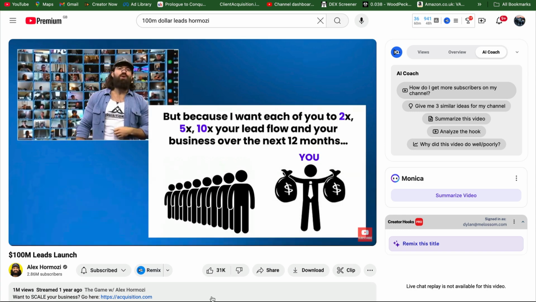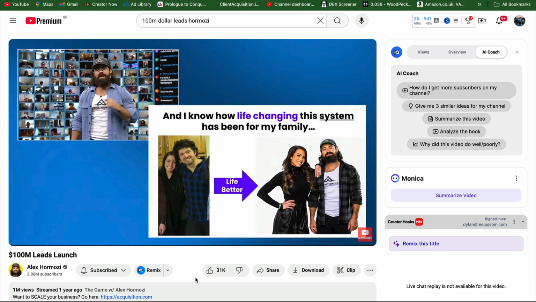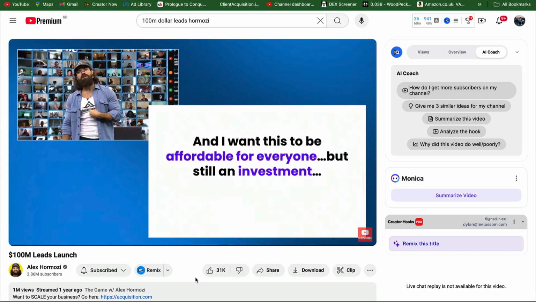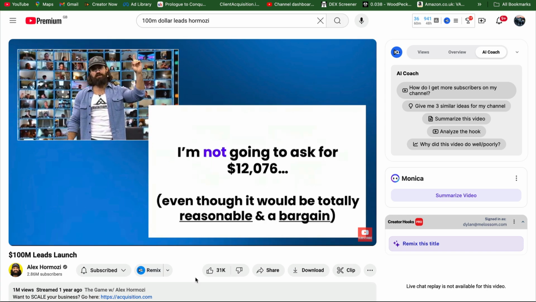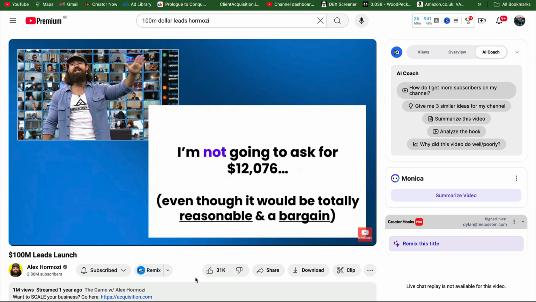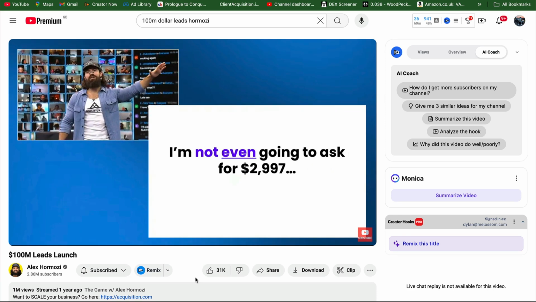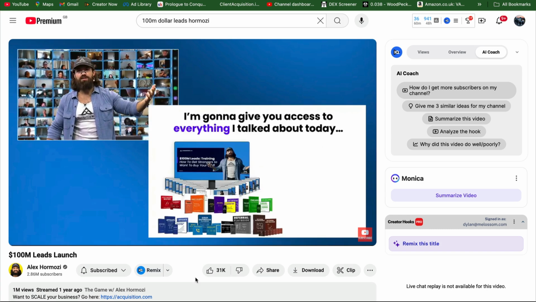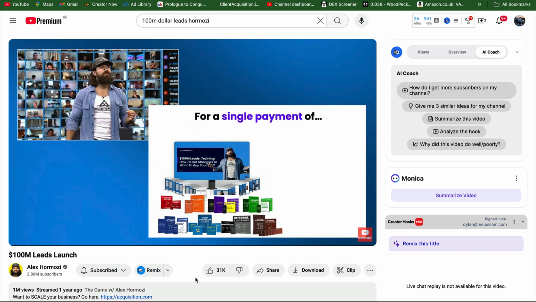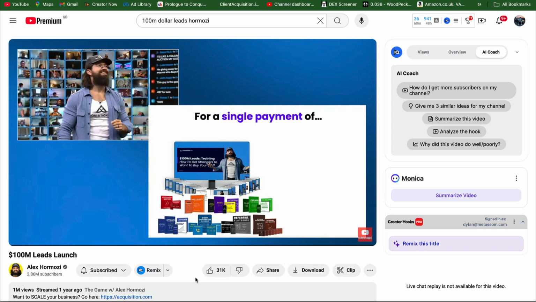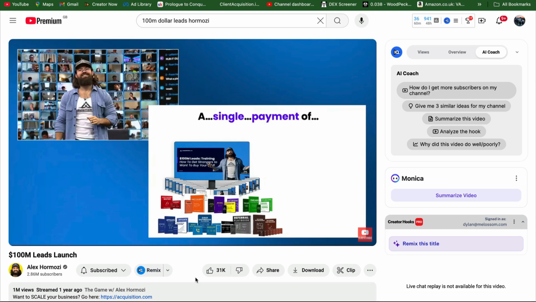But because I want each and every one of you to 2X, 5X, 10X your lead flow and your business over the next 12 months, and I know how life-changing this system has been for me and my family. And I want this to be affordable for everyone, but still an investment. I'm not going to ask for $12,076, even though it'd be totally reasonable and a bargain. I'm not going to ask for $4,997. I'm not even going to ask for $2,997. I'm going to give you access to everything we talked about today for a single payment of... It's free.